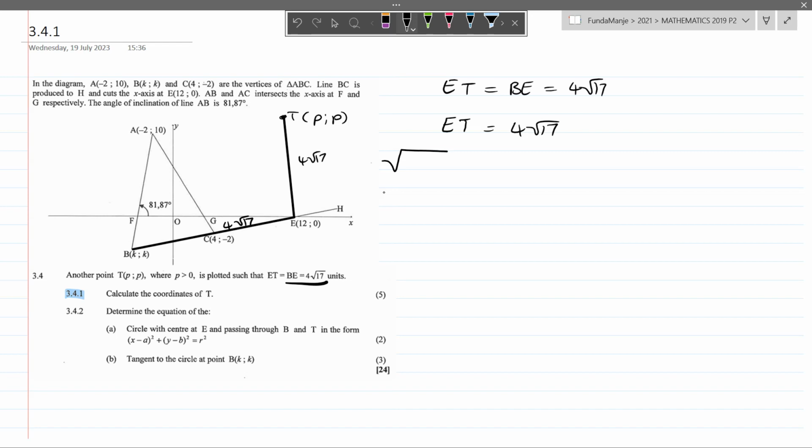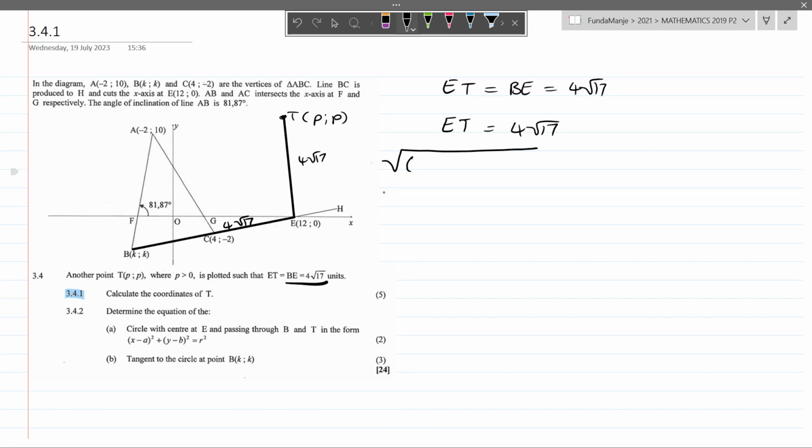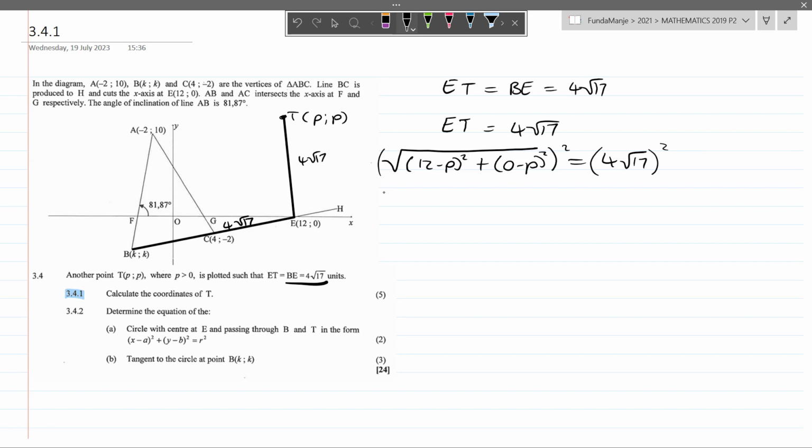which would look like this. You have your square root, then you have the difference between your two coordinates. So here, since it's between T and E, I'm going to have (12 minus P) squared for the X part plus (0 minus P) squared for the Y part. And then this is equal to 4 root 17. Then immediately what I'm going to do is square both sides so that I can get rid of the square root.